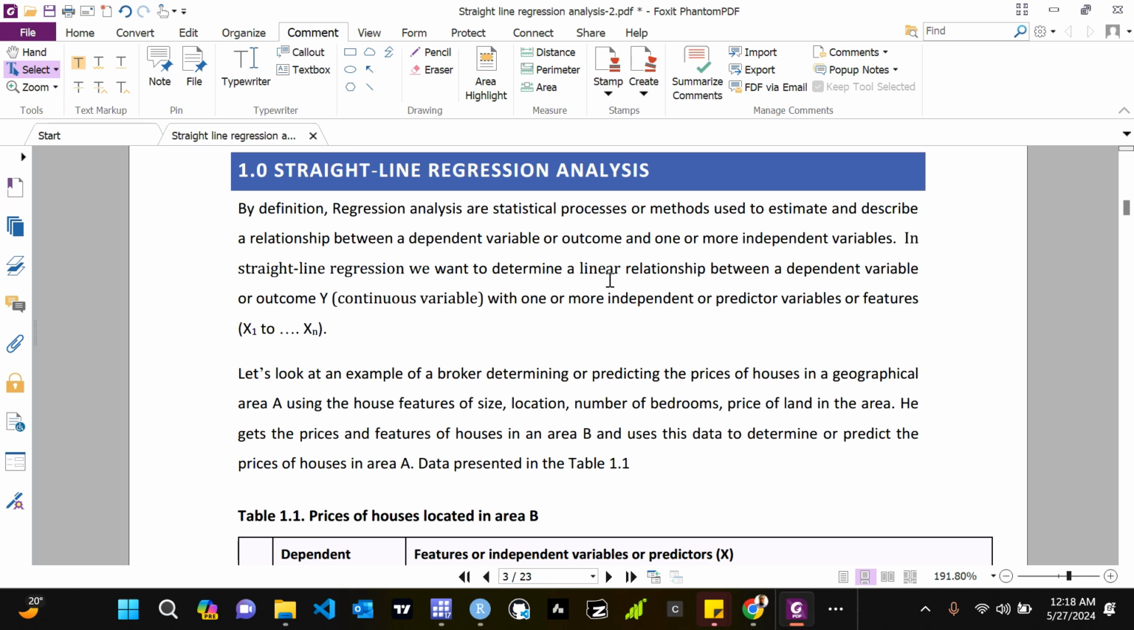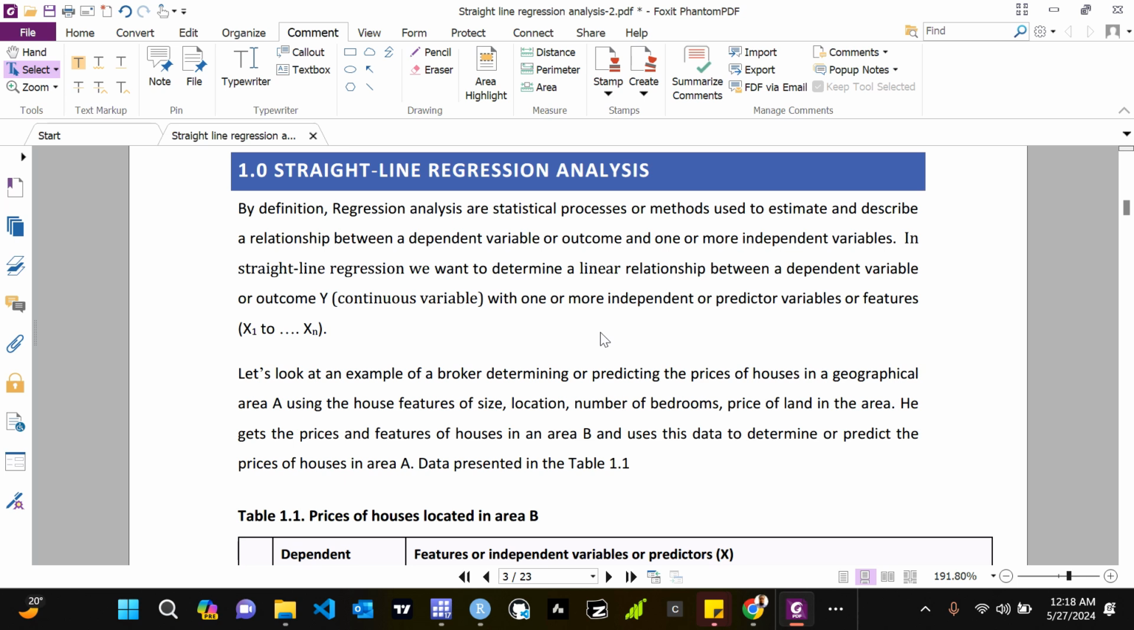By definition, regression analysis refers to statistical processes or methods that are used to estimate and describe relationships between an outcome and one or more independent variables. So we want to determine a linear relationship between one outcome versus one or more independent variables.